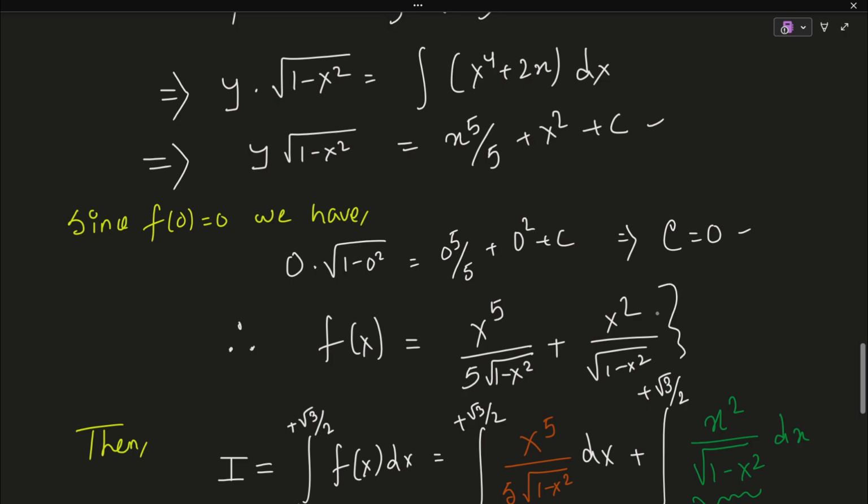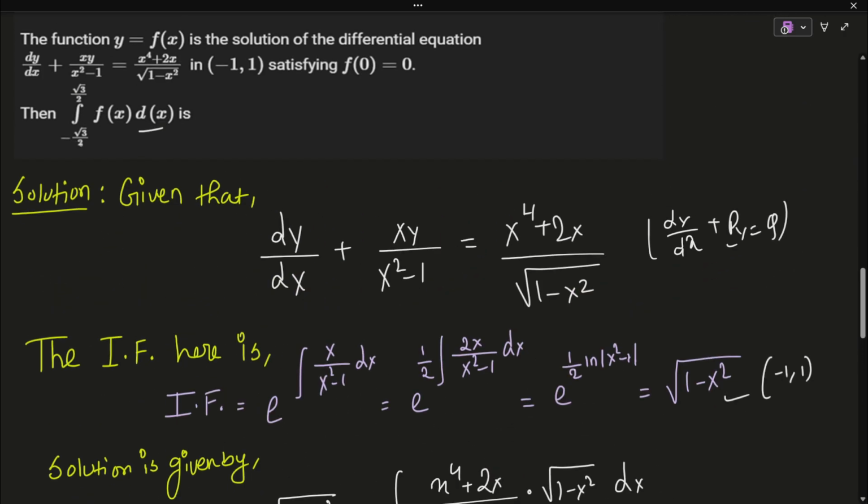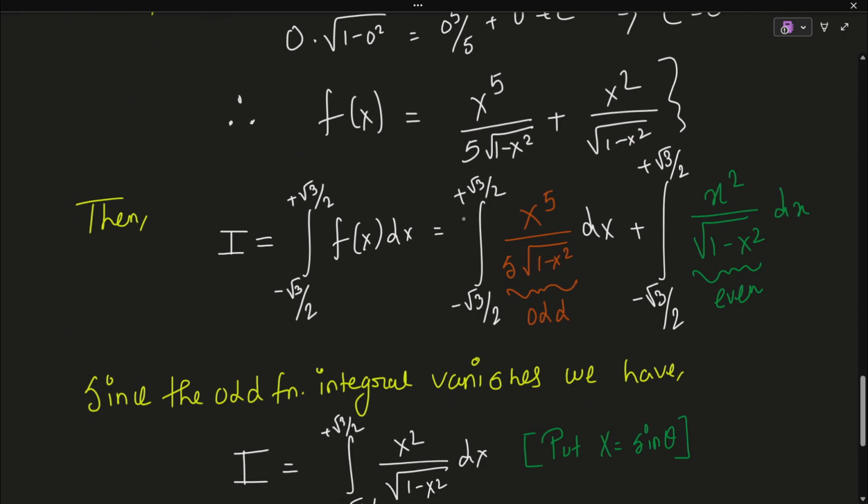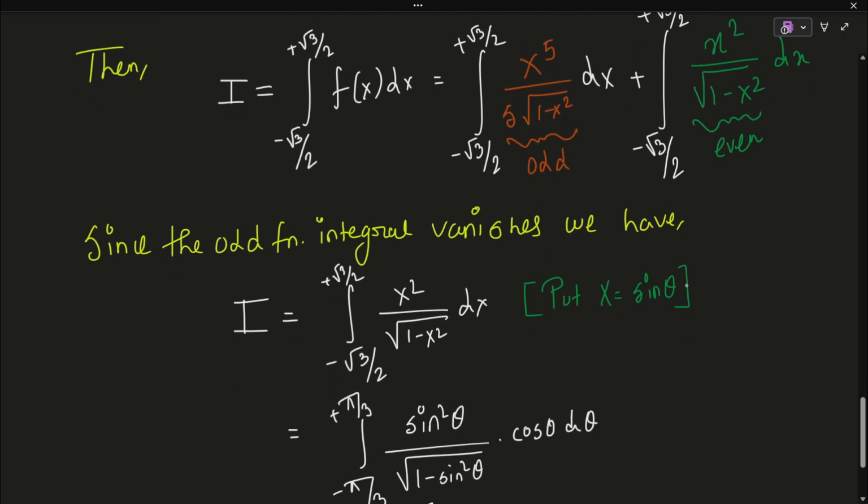Now, finally, we have to find the integral of f of x from minus root 3 by 2 to plus root 3 by 2. Once we do that, we see there are two parts to f of x, right? So obviously the first part, if you notice, is an odd function because the denominator is even, but the numerator is odd. And since it's an odd function, we know that any limit of the form minus a to plus a of an odd function goes to 0. We have learned this in definite integration theory, right? So the first integral is not even something we need to be bothered about because it becomes 0. The second integral, however, is something we need to find out. So I is nothing but simply this integral.